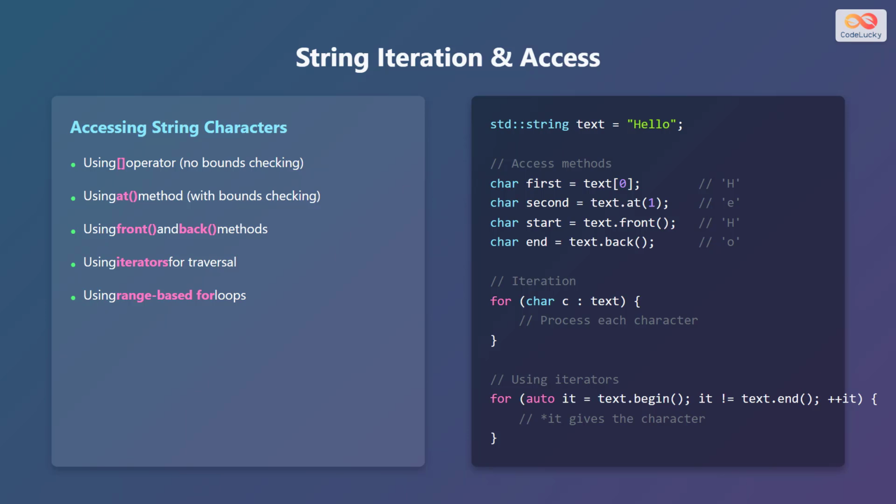We iterate over each character in the string using a range-based for loop. In the loop, we can process each character. Alternatively, we iterate over the string using iterators. The auto keyword deduces the type of the iterator, in this case a string iterator. The asterisk it gives the character at the current iterator position.